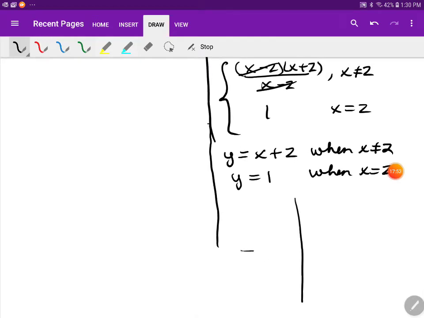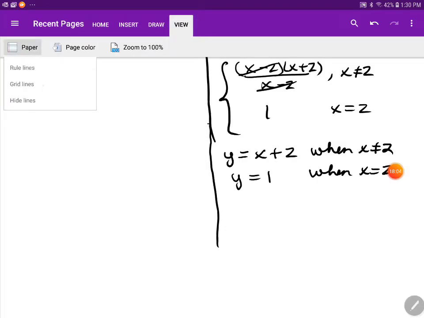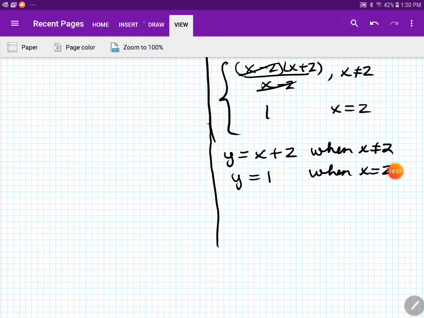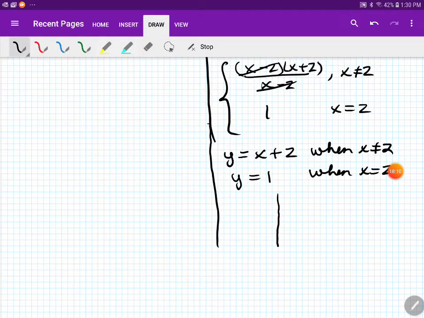So let's see. X plus 2 would be 2. Let me change to graph paper so you guys can see this better. Okay, 2 is the y-intercept, right? So y-intercept is (0, 2), m equals 1. Rise over run, up 1, right 1, up 1, right 1. So this is my line, but I want x to not be 2.